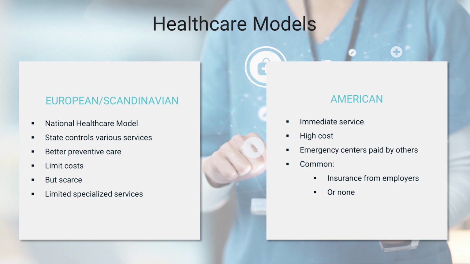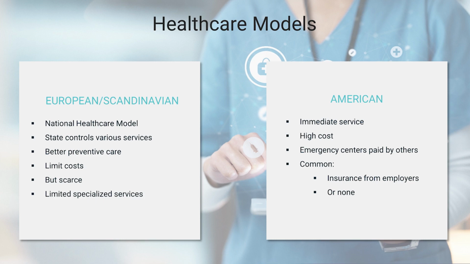Before getting into the details of billing and payment in healthcare, we will look into typical healthcare models across the world. We can divide these into two main ones: the European Scandinavian one, which is set at a national level where the state controls the various services and these are available to all citizens. This model has some advantages. It can provide better preventive care as well as limit costs. However, the services may not be enough and access to more specialized care may be limited.